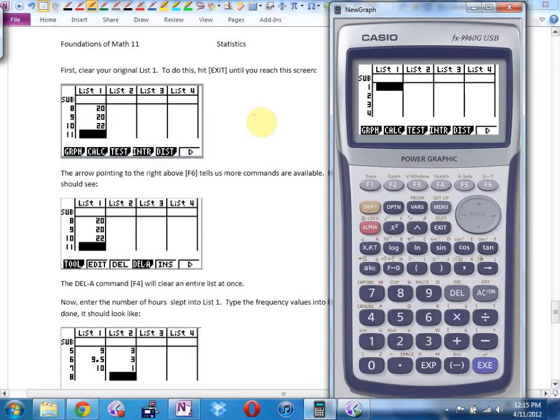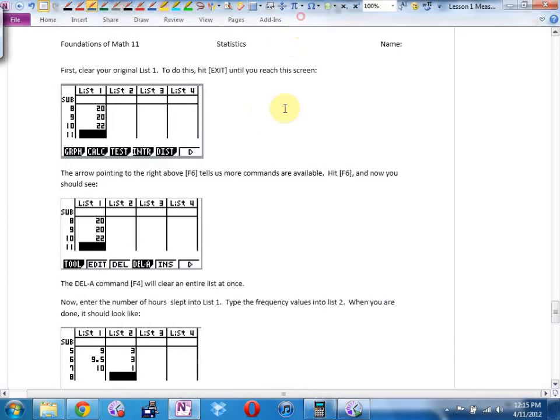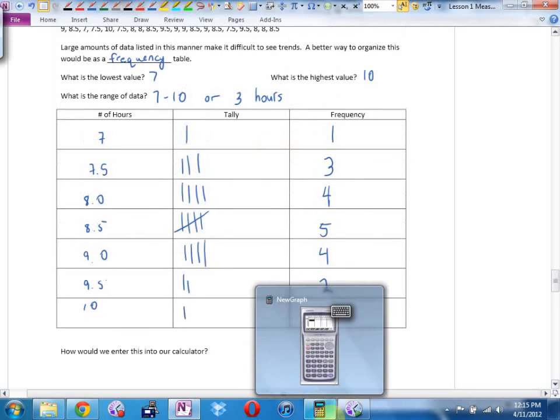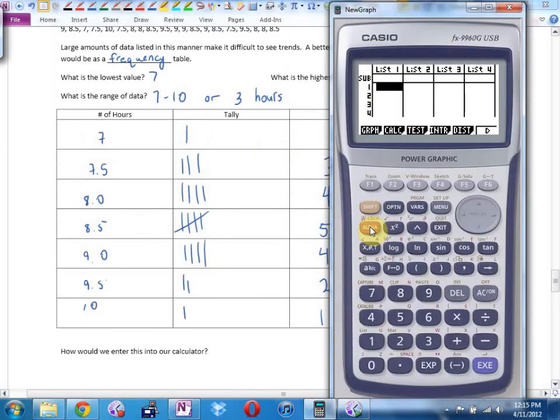What we are going to do is type the number of hours into list 1. So 7, 7.5, 8, 8.5, 9, 9.5, and 10. Move your arrows around until you're in cell 1 of list 1 and type in that data. You've done it right, Sam, if your 7th piece of data is a 10.